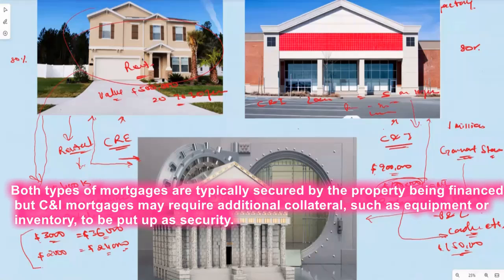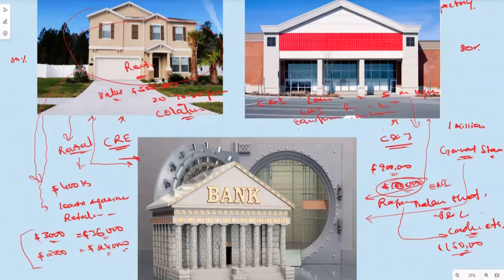Other than this, the security given to the bank is mostly going to be the property, which will be put as collateral against the loan, right? Whereas in C&I loans, not only property, but in most of the loans you will see that even the equipment or inventories have also been pledged as collateral in the bank against the loan.